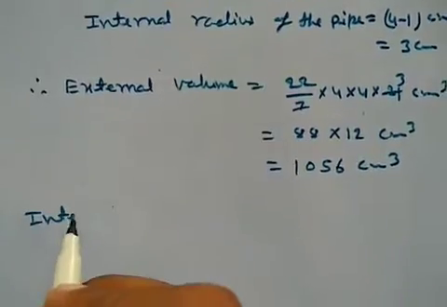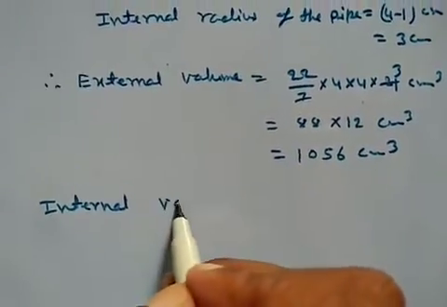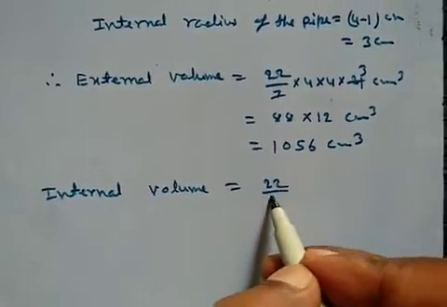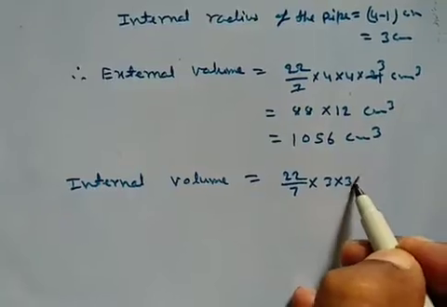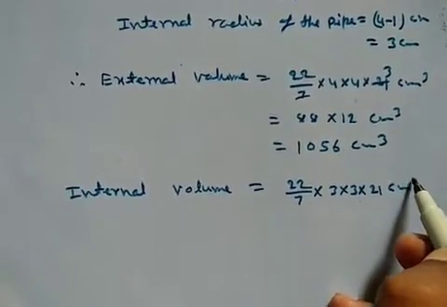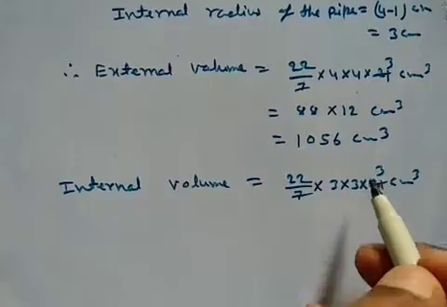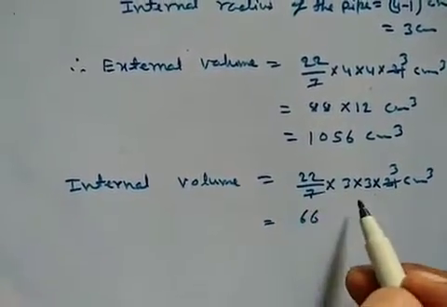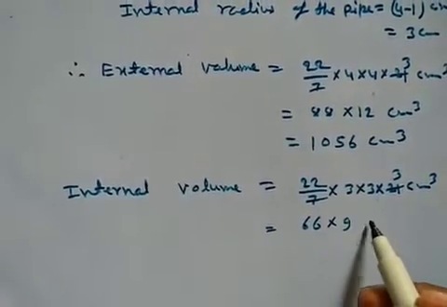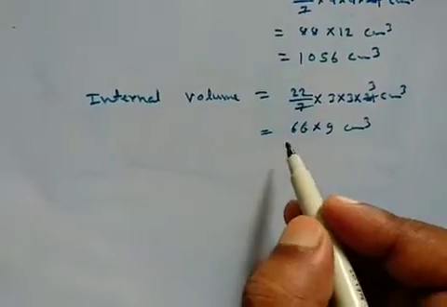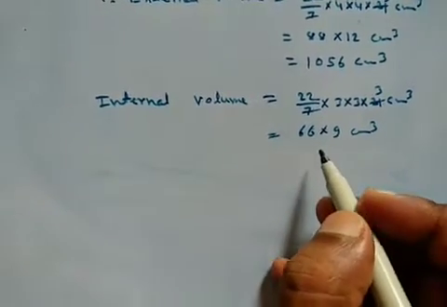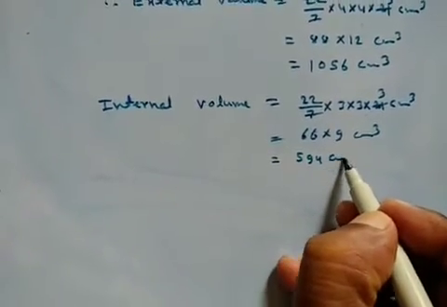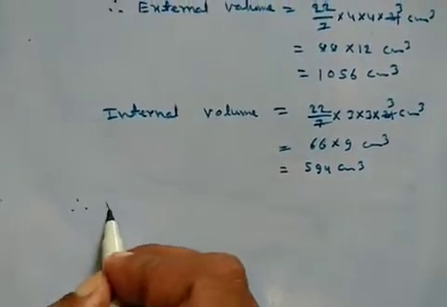Internal volume equal to 22/7 into 3 into 3 into 21 centimeter cube. 7 3 are 21 equal to 22 3 are 66 and 3 3 are 9 centimeter cube. 66 9 are 594 centimeter cube.